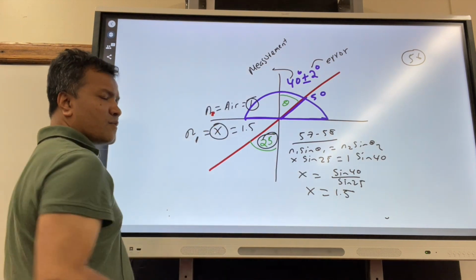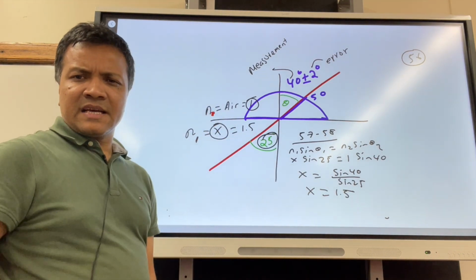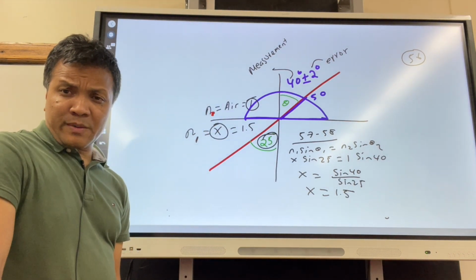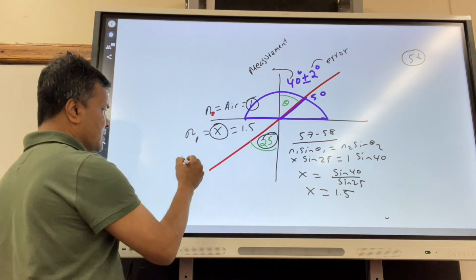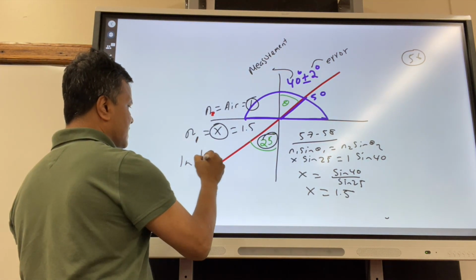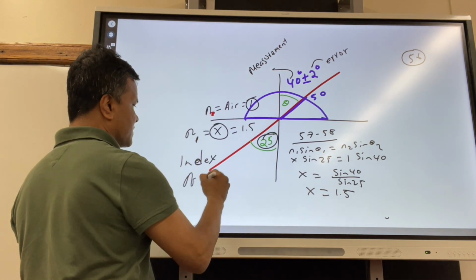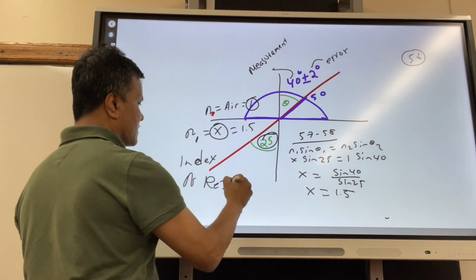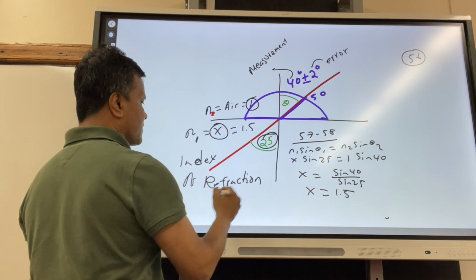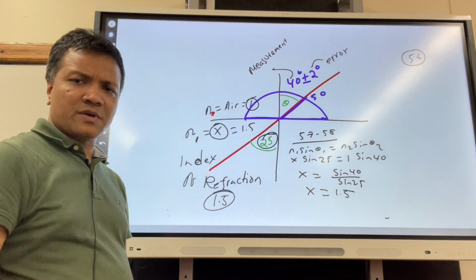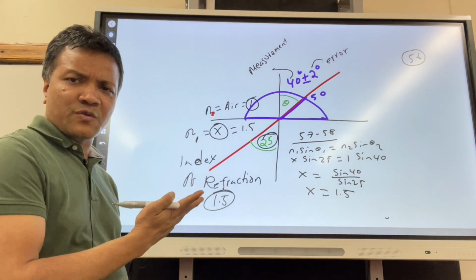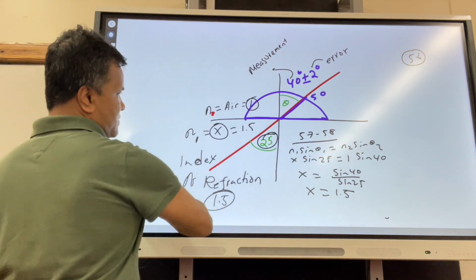This is medium 1.5. So this is either crown glass or sodium chloride. But if they don't ask you, you don't have to provide that. They only ask you index of refraction. Index of refraction is 1.5. That's all they ask you, and that's all you have to write. What type of material they did not ask, so don't write. Okay, so that would be 56.